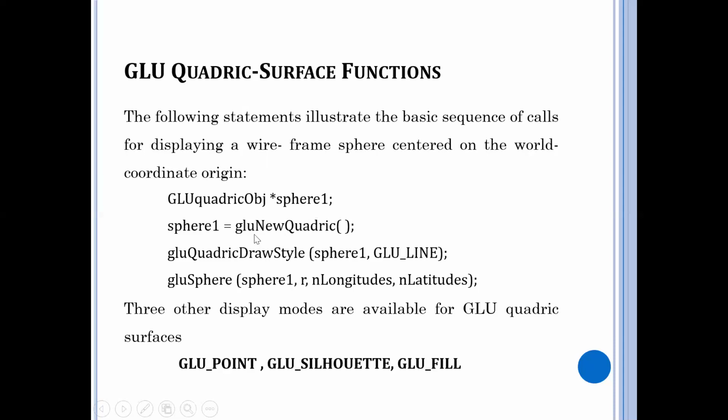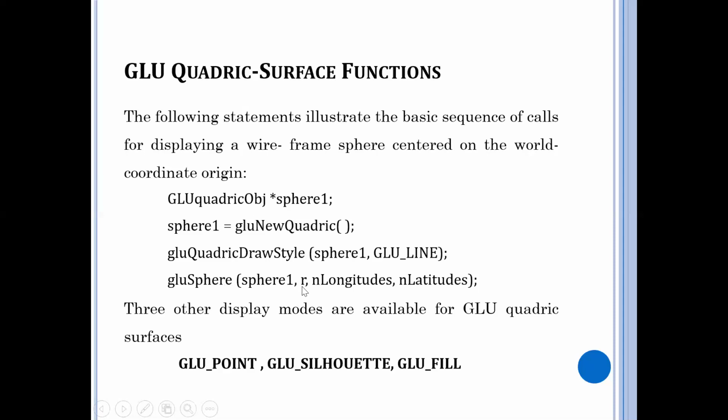Next, the quadratic renderer is activated using the GLU new quadratic function, and then the display mode GLU line is selected for sphere 1 with the quadratic draw style command. Next, the parameter R is assigned a double precision value for the sphere radius.